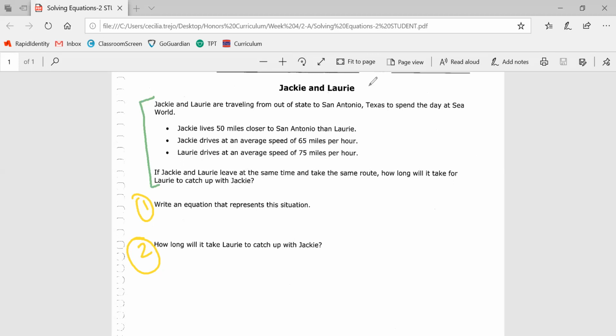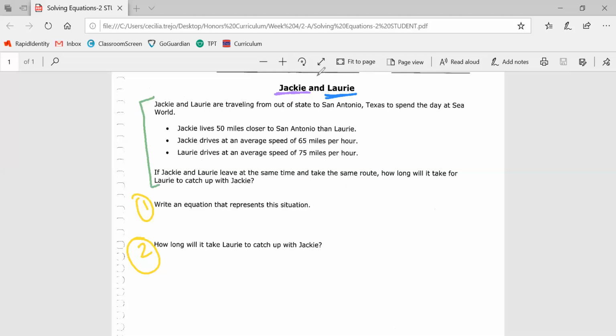All right, so I'm going to color coordinate. I like things to be one color and then anything else another color. So we have two girls. We have Jackie, I'm going to put her in purple, and Lori, I will put her in this pretty blue. They are both going to travel to San Antonio. They're going to go see Orca Wells. They're going to go to SeaWorld in San Antonio, Texas.